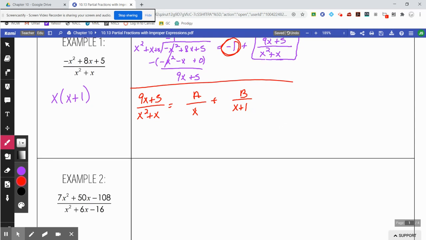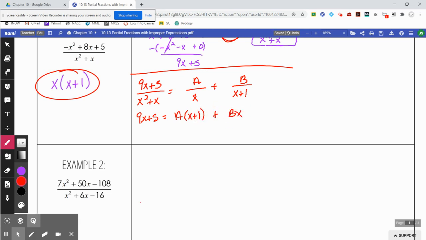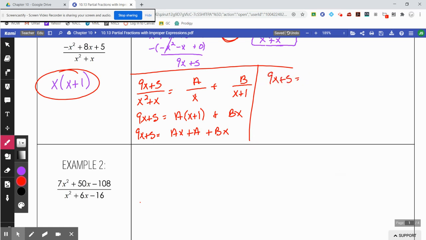So now from here on out, the method is the same. Let's multiply through by this common denominator. You're going to have 9x plus 5 equals A times x plus 1 plus B times x. Distribute your A, gives you 9x plus 5 is equal to Ax plus A, and then plus your Bx. Group your x stuff together. Let me come over here, and you now have 9x plus 5 equals, let's group the x stuff together and factor the x out, and you're going to be left with A plus B times x, and then your only constant term is that plus A.